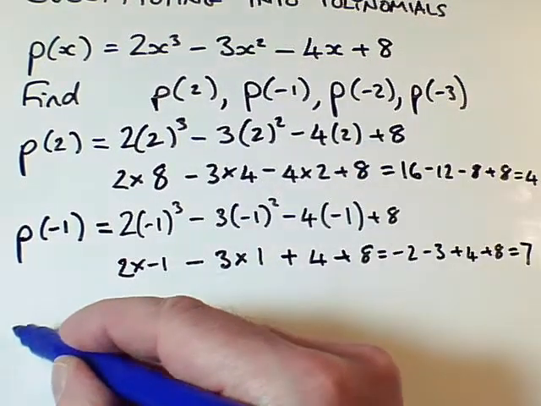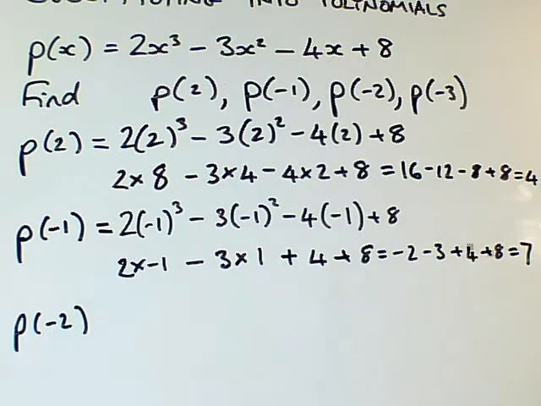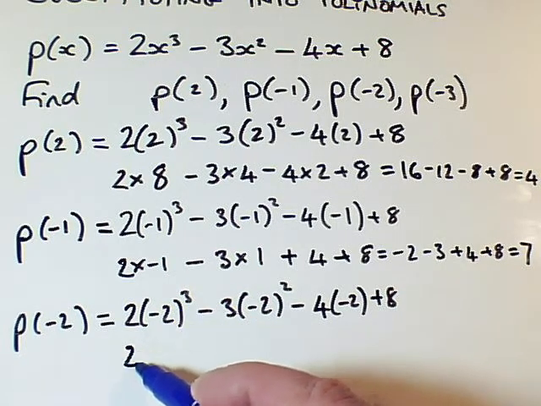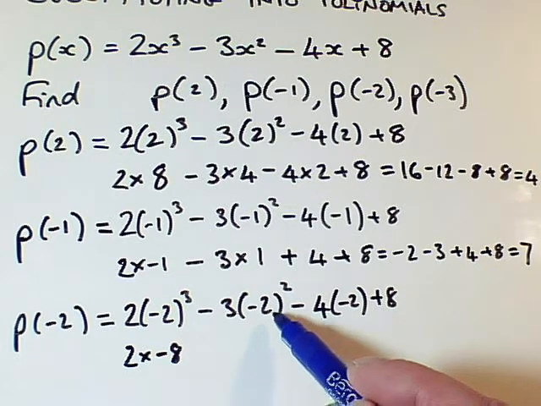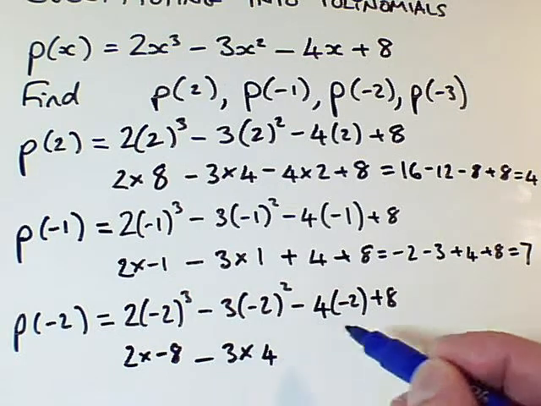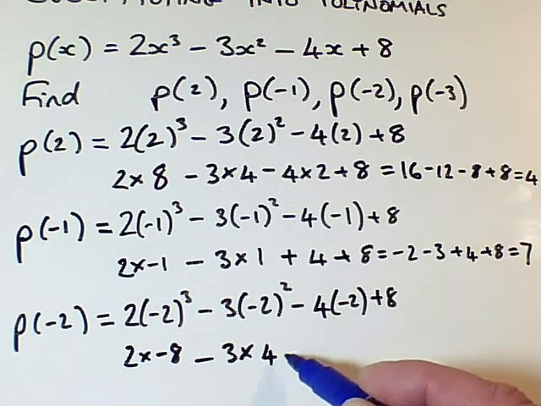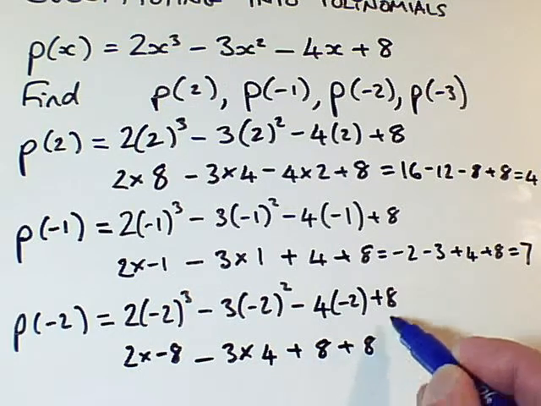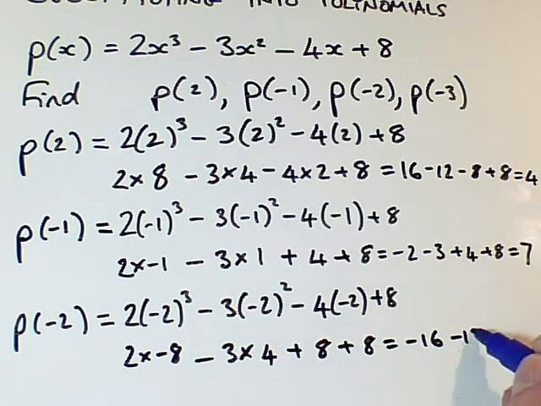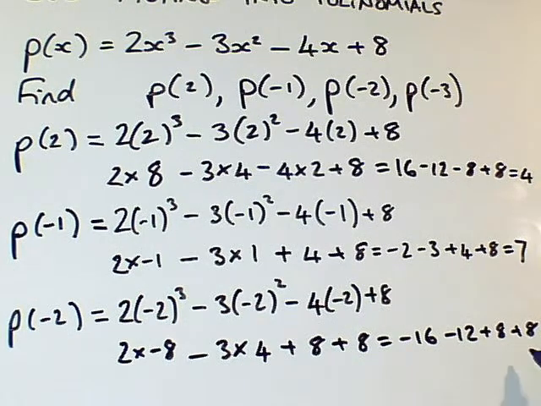Let's do p of minus 2. So p of minus 2, as before, we just put minus 2 in all the brackets. And then as before, I've got a negative number, so when I cube it, I'm going to get minus 8. So this is 2 times minus 8. But when I square it, minus 2 squared is plus 4, so I'm going to have minus 3 times 4. Minus 4 times minus 2, I can just go to plus 8, and I've got another plus 8 on the end. So I've got minus 16 from here, minus 12 plus 8 plus 8, and the minus 16 will cancel out the 2 8s, so the answer to this will just be the minus 12.